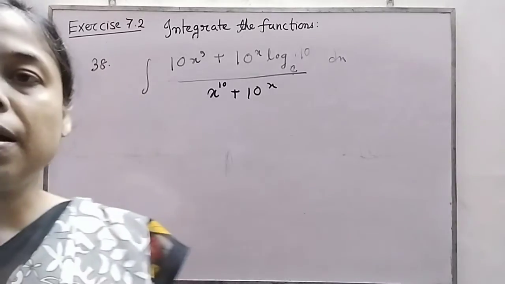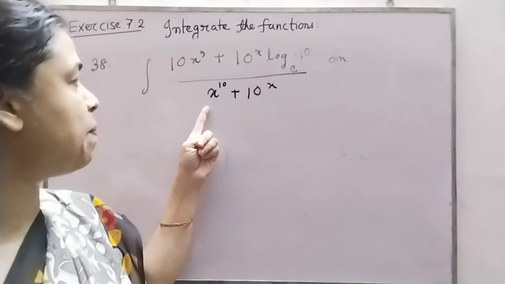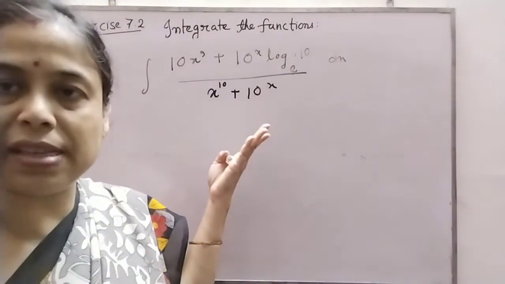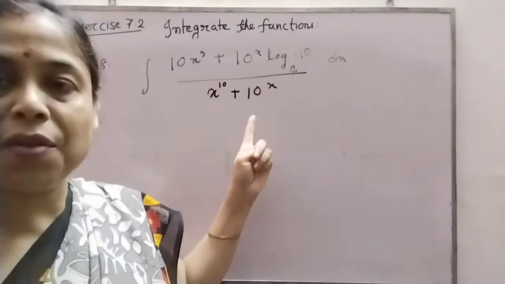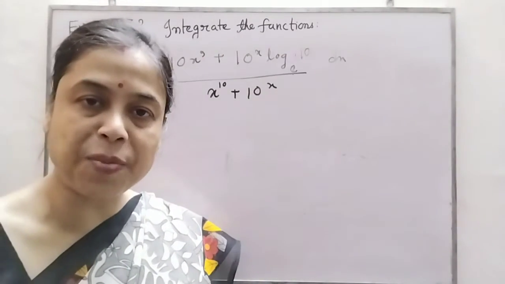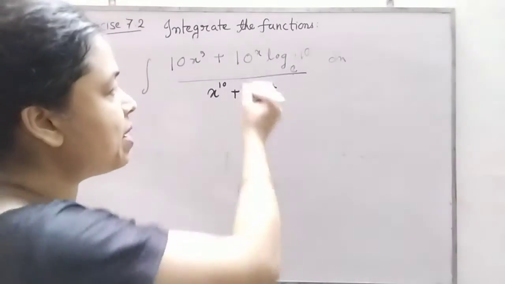Whole thing divided by the denominator, which is x to the power 10 plus 10 to the power x. Now, the derivative of x to the power 10, just by seeing the question we understand, is 10x to the power 9. And what is the derivative of 10 to the power x? The a to the power x formula can be used.